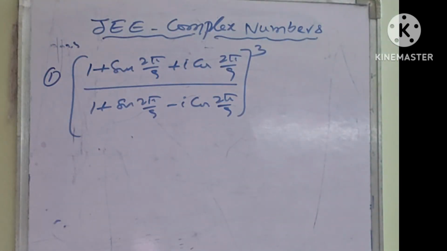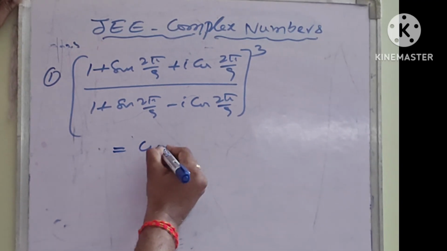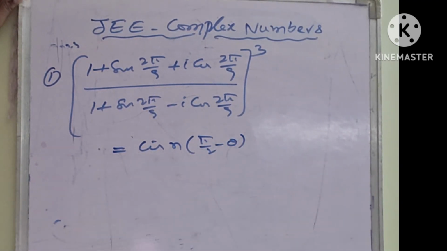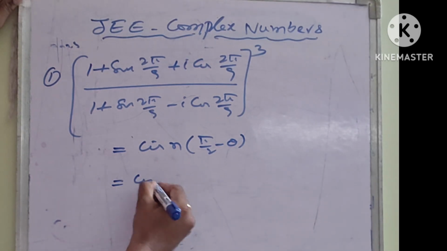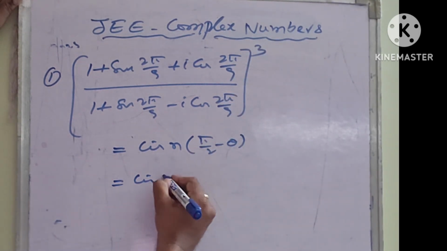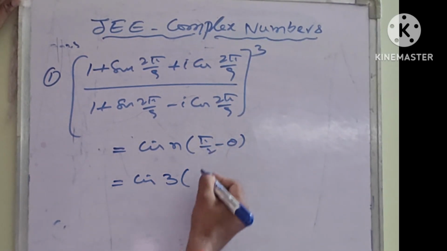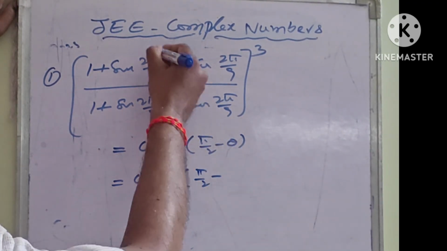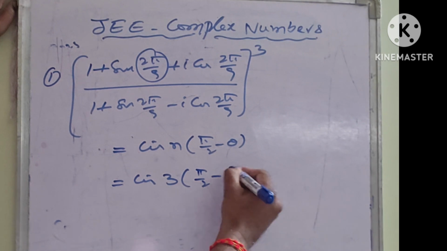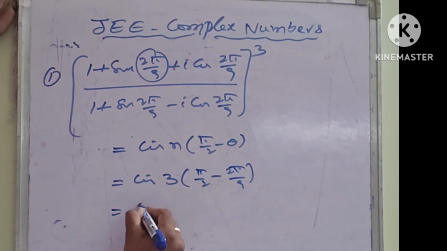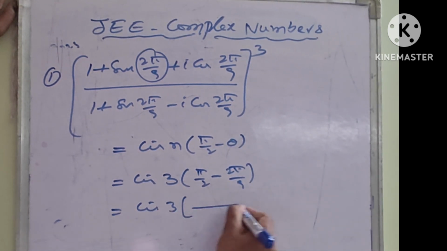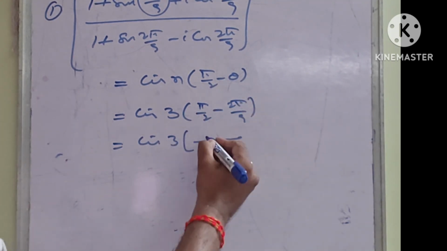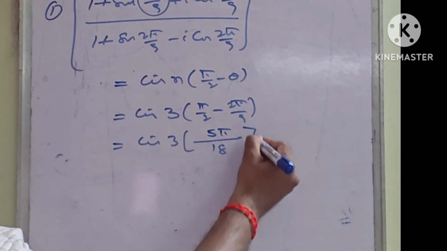So we know the formula here: cis n of pi by 2 minus theta. So here n is 3, and pi by 2 minus theta, where theta is 2 pi by 9. Now cis 3, the LCM is 18. So 9 pi minus 4 pi, 5 pi by 18.